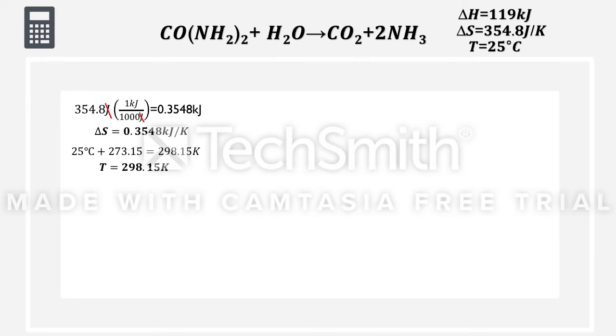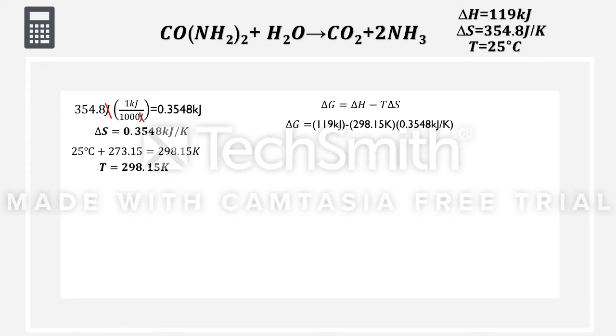So the next step to solving this problem is to plug all the numbers into the equation. Remember, the equation is delta G equals delta H minus T delta S. With all the numbers plugged in, this is what it looks like.